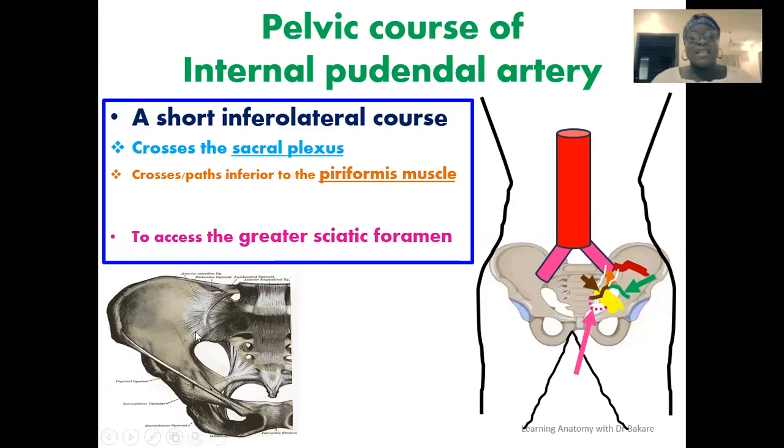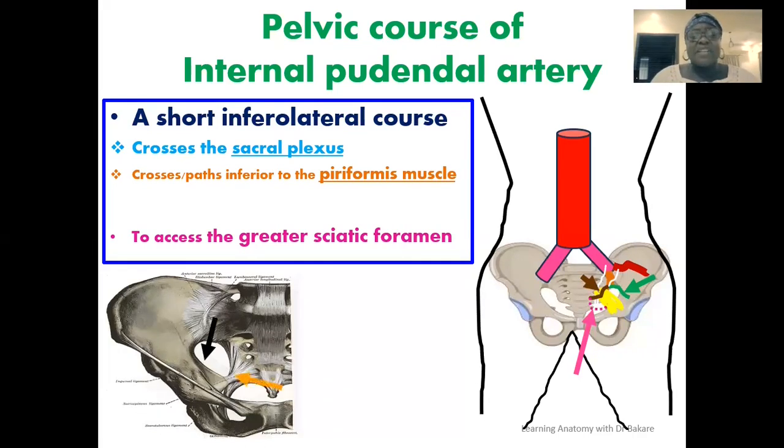Let's try and use this image by the side to further explain or illustrate how it runs within the pelvic cavity. So this is where we say we have the greater sciatic foramen. This greater sciatic foramen is located on the lateral side of the pelvic cavity. And this is why this vessel is directed inferior laterally.